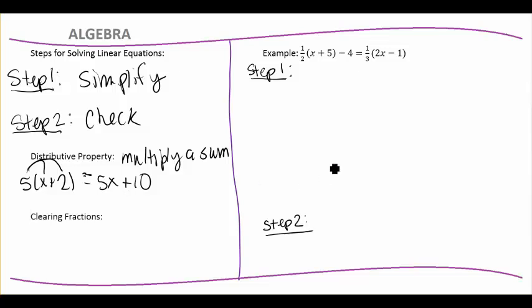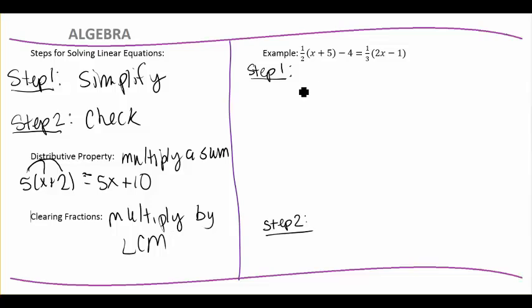Now let's talk about clearing fractions. To clear the equation of fractions, you're going to multiply both sides of the equation by the least common multiple. Now let's start our example. Our example is 1/2 times (x + 5) minus 4 equals 1/3 times (2x - 1).